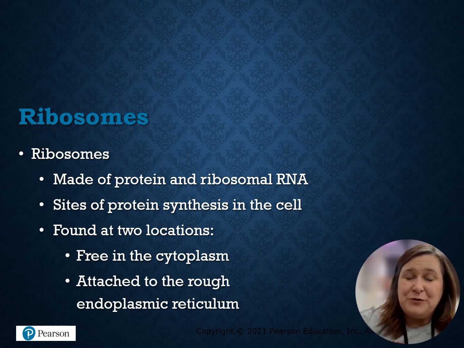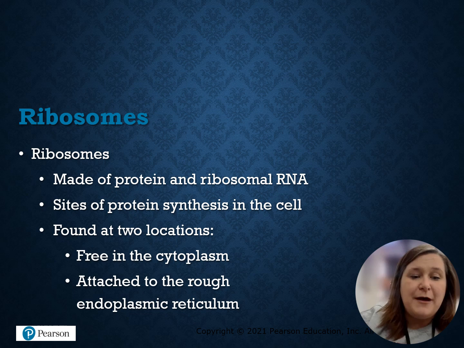Ribosomes are also important. We will talk a whole lot about ribosomes. They have a lot of important jobs. So ribosomes are going to be made of protein and ribosomal RNA. These are going to be the sites of protein synthesis in the cell. These are going to be found in two different locations, and this is important. They can be free-floating in the cytoplasm, and they can also be attached to the rough endoplasmic reticulum.